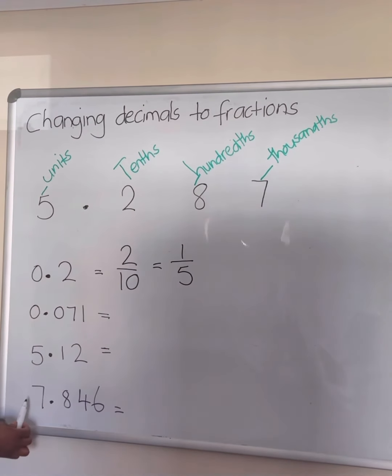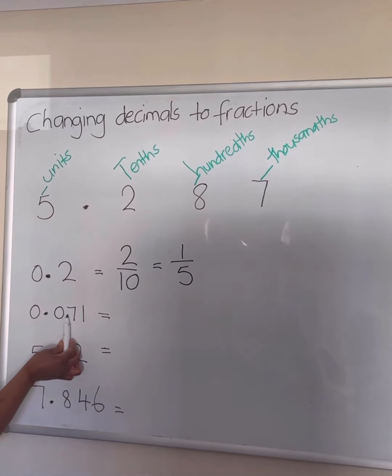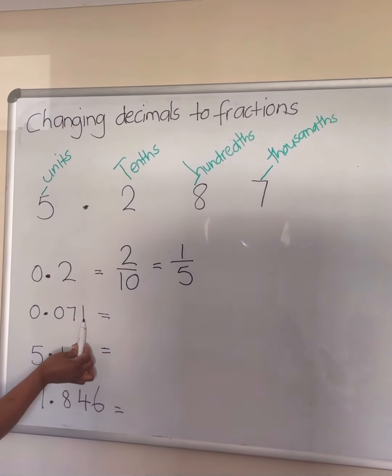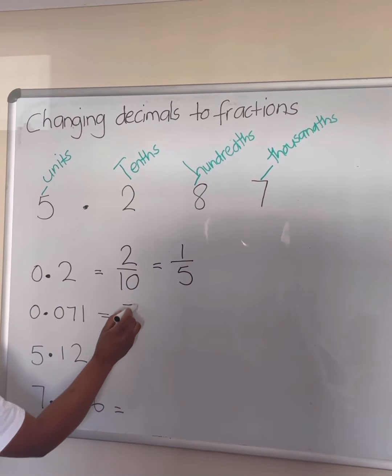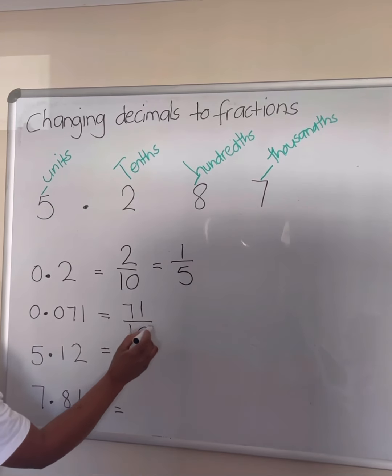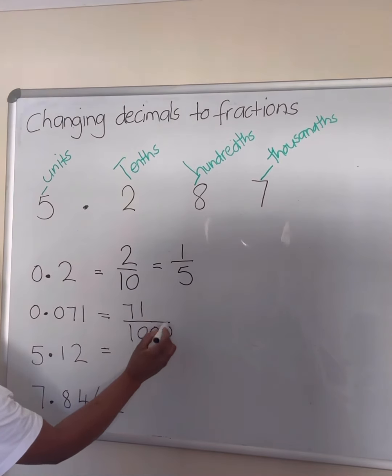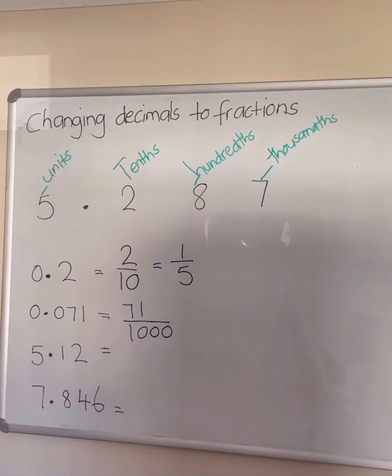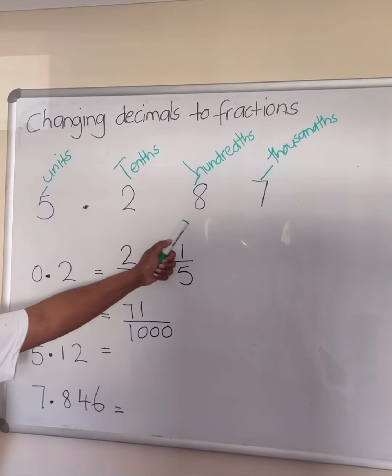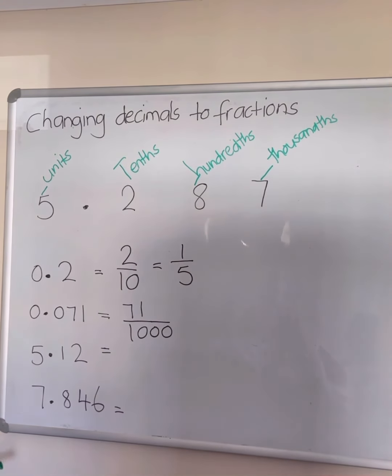Okay, this one. So we have got tenths, hundredths, thousandths, which means this number has to be over 1,000. And we've got only 71. So that would be 71 over 1,000. Okay? So this one we cannot simplify it, so it stays the way it is. So which means 0.071 is the same as 71 over 1,000. Okay, so the other way to remember it, you have got one number after the point, so which means we need 1 zero, 2 zeros, 3 zeros. That's the other way for you to remember it.